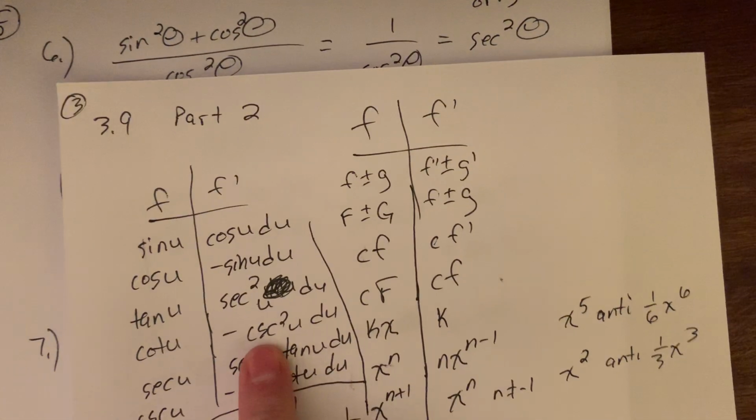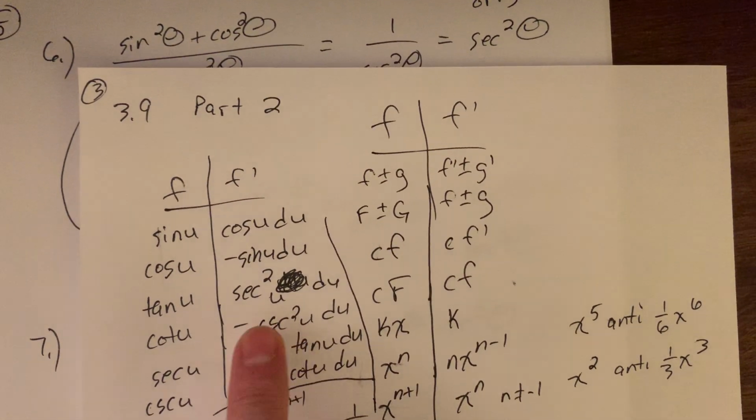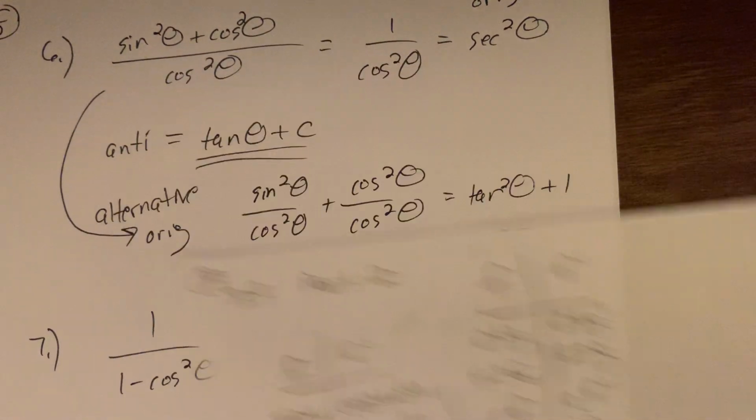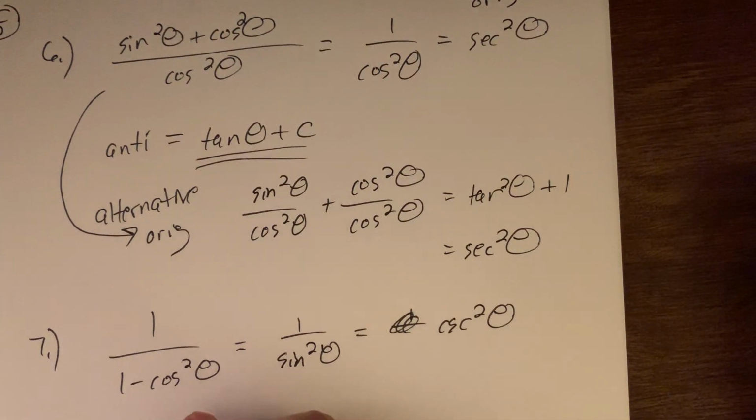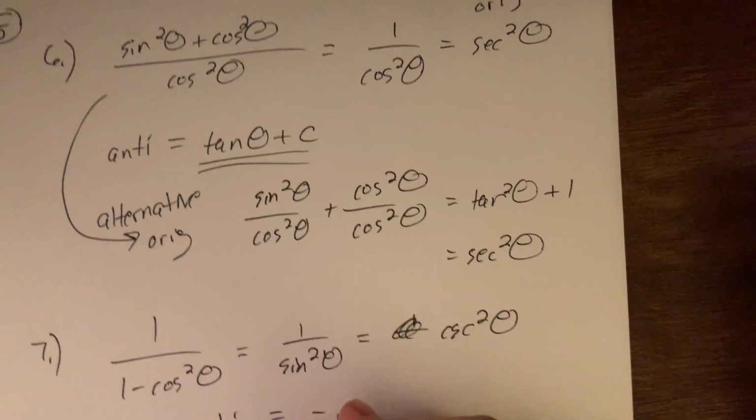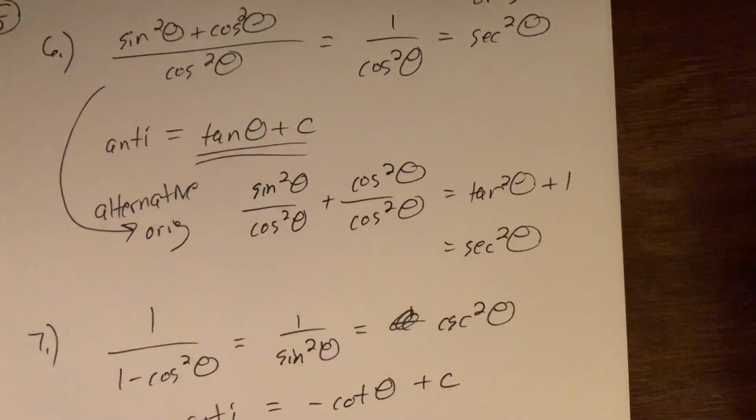And one more time, that's on my chart. But negative cosecant squared takes me back to cotangent. So positive cosecant squared takes me back to negative cotangent plus c.